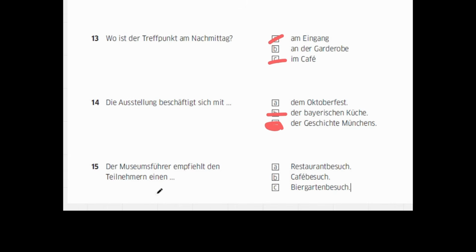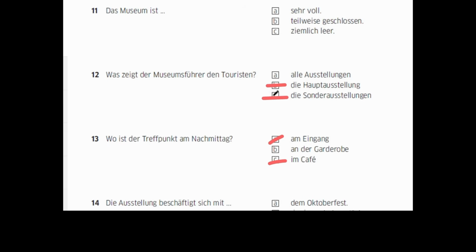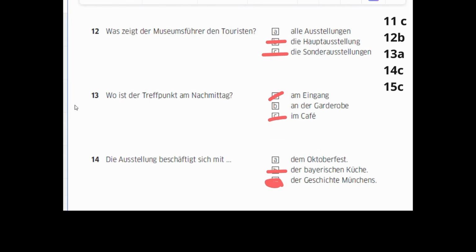Now for question number 15, you see he is recommending them what? Restaurant, cafe or beer cart. Honestly, it can be any one of these things. You cannot guess. Now you want to see how many of these answers are correct. Now you see these are the correct answers. If you look at the correct answers and what we had marked, one of the options that we have marked is the correct answer.